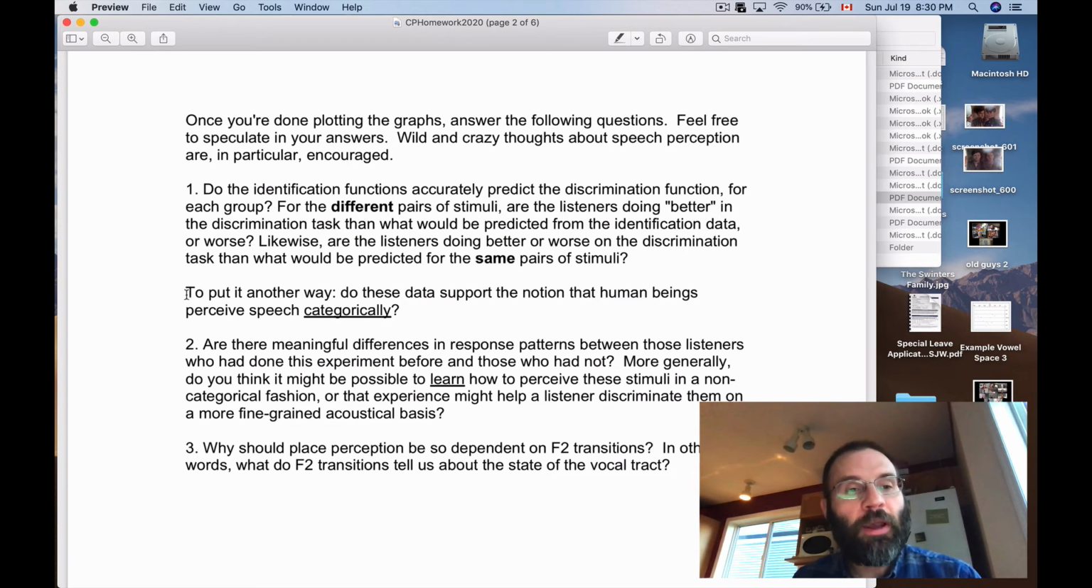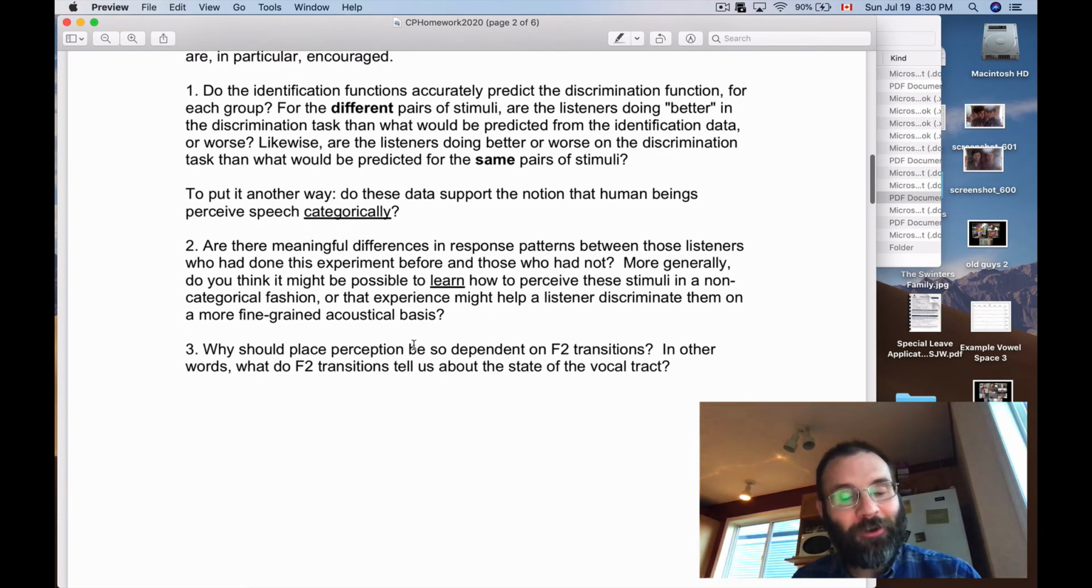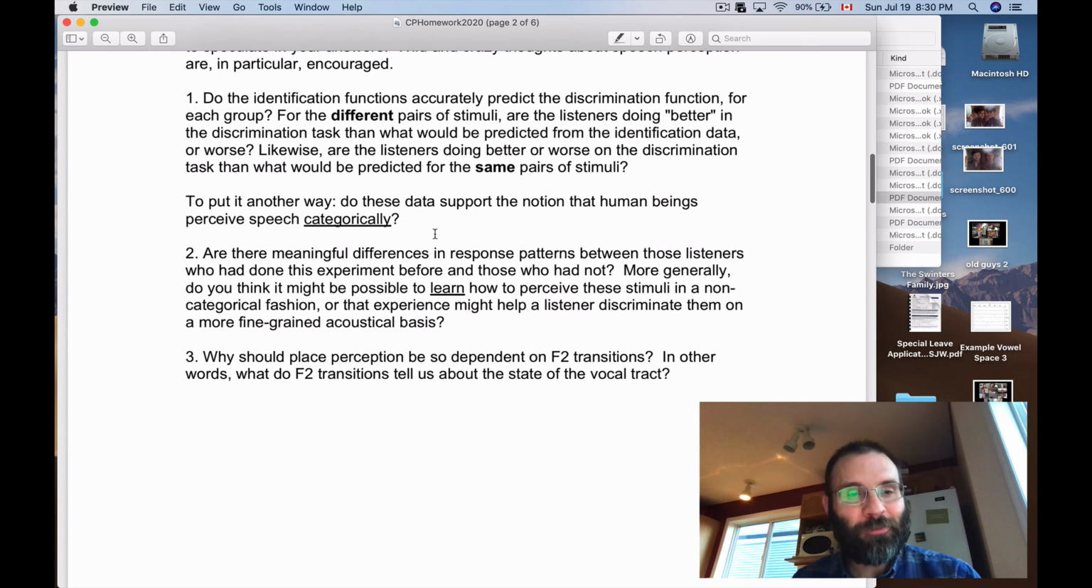To put this another way, when we're looking at whether or not the observed and predicted curves match up with each other, we're asking the question, do these data support the notion that human beings perceive speech categorically? So try to answer that question based on what you can see in the results, and also based on what you understand about categorical perception.